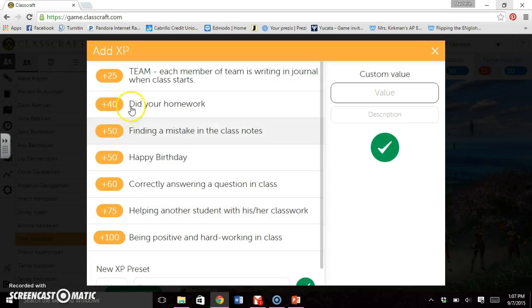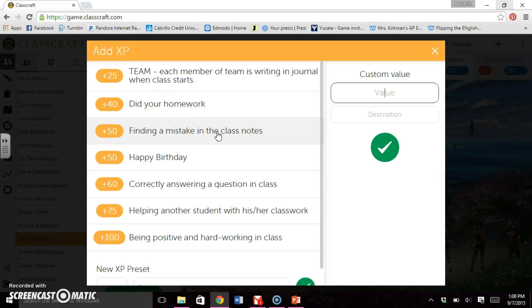Now, to gain experience points, these are the most common ones. Now, this is where I keep adding things to the class. So if you as a team are all seated in your seats, all have your journals and your homework out, and you're all working as a team, you can each earn this bonus. If you did your homework, you get 40 XP.